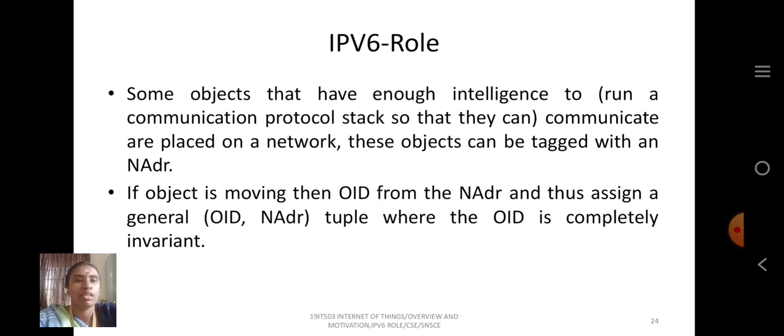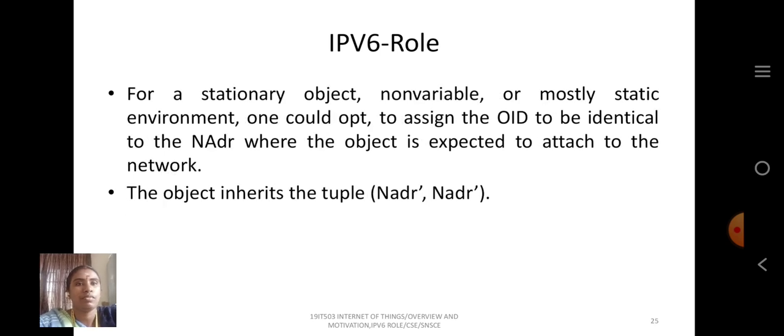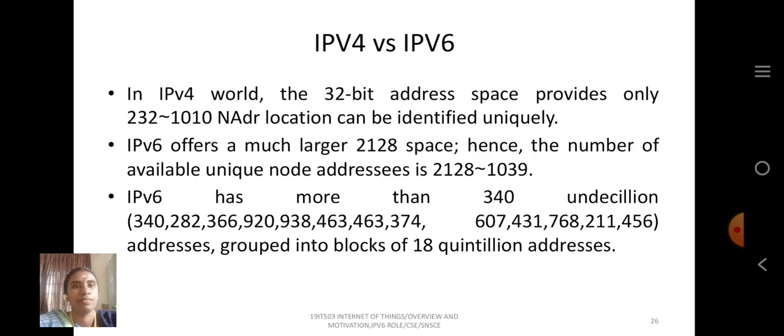If the object is moving, then the OID, object ID, is separate from the network address, the unique network address, and that assigns a general OID-NADR tuple where the OID is completely invariant. For a stationary object, or in a non-variable or mostly static environment, one could opt to assign the OID identical to the NADR where the object is expected to attach to the network. The object inherits the tuple NADR, NADR.